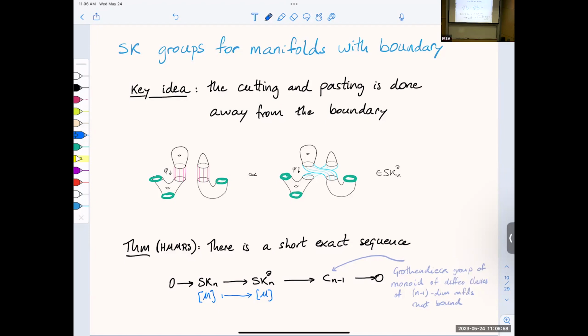And what happens under the next map? Under the next map, you're going to have some class of manifolds. Now that n does have a boundary.